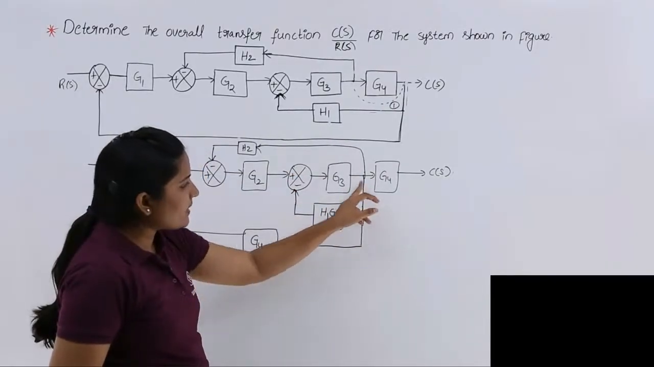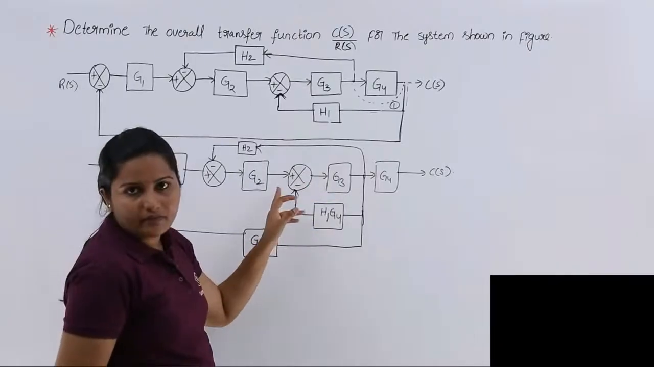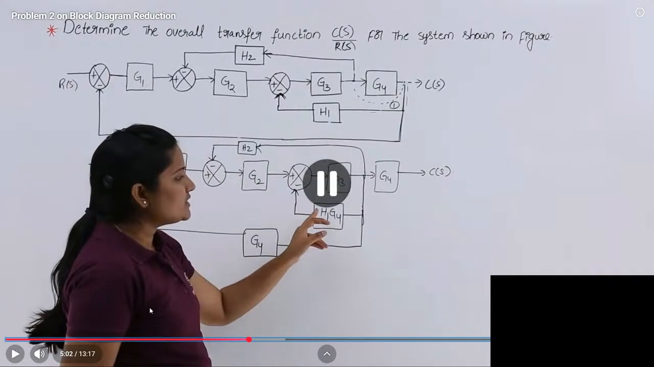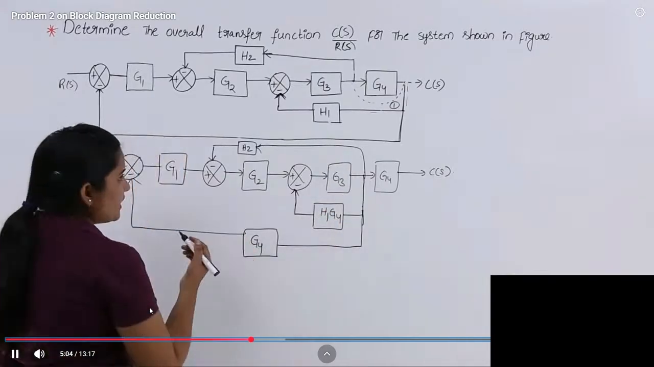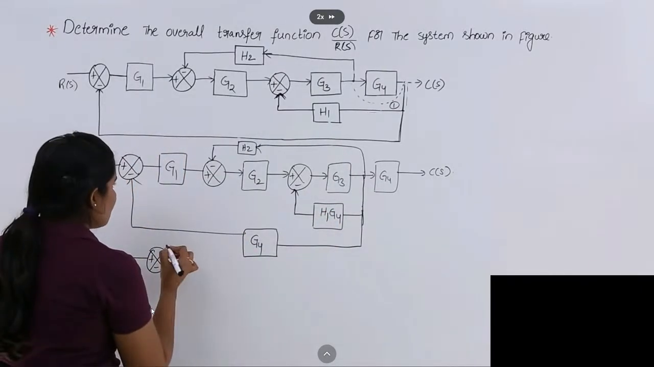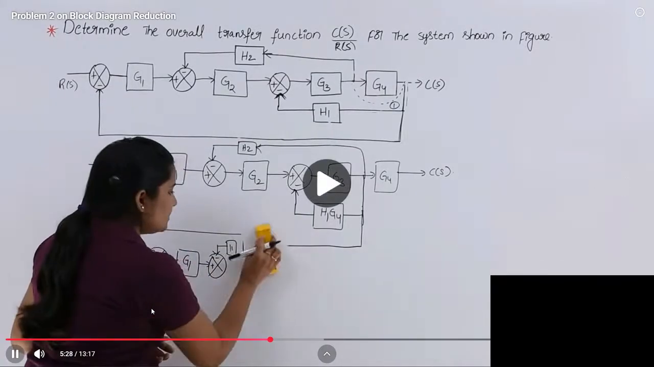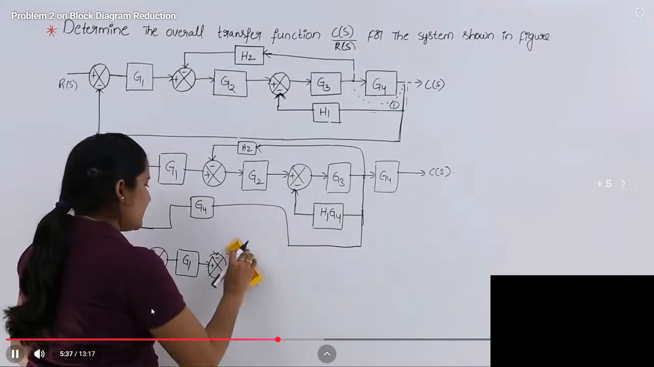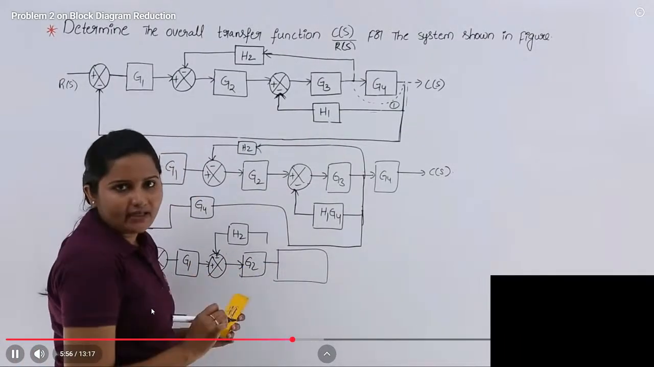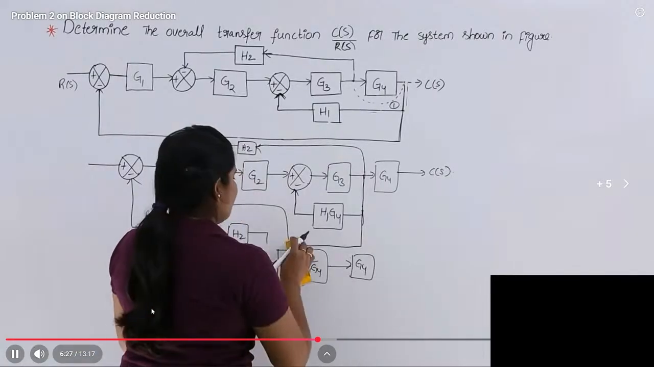This feedback path you can reduce using negative feedback gain. That means G3 divided by 1 plus G3 H1 G4. So I'm reducing the block diagram like this. Here I'm having a summing point, and here I'm having G1, and taking this G4 a little bit up, I can write this as G2. Reduce this with feedback gain, G3 into H1 G4.